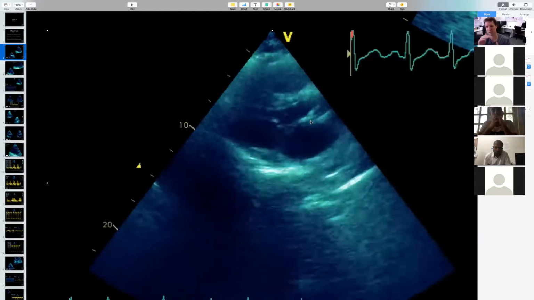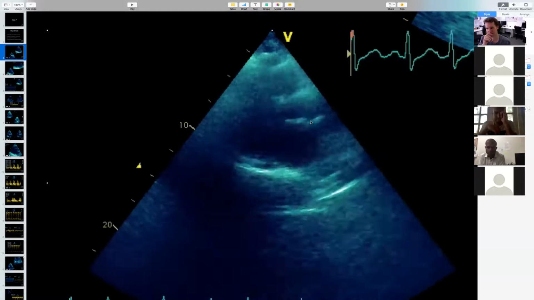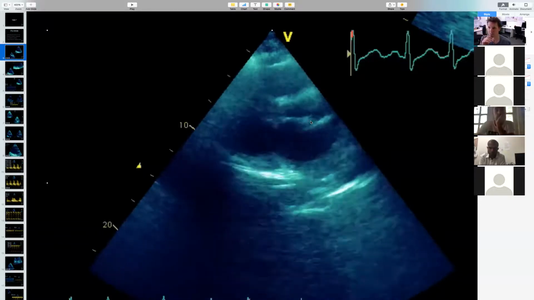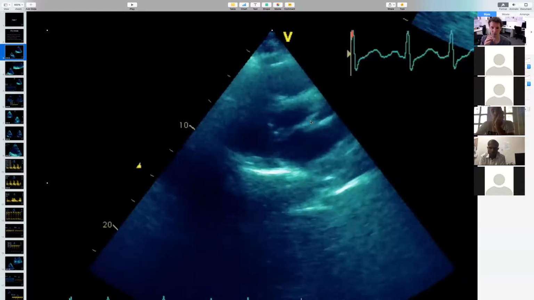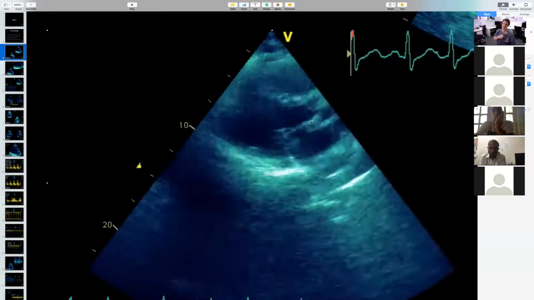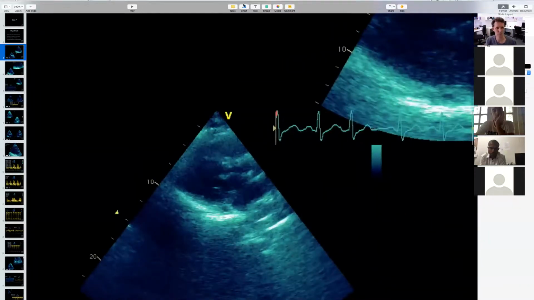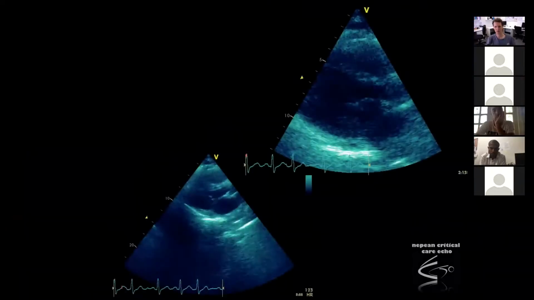So sometimes we can't see it here. Yeah, and then the last thing. Underfilled LV with septal bounce. Nice. Very nice. Septal bounce, no systole. And then don't forget the last bit. So if you've got left atrial hypertension, RV abnormalities, yeah. Right side. Fantastic. All right.